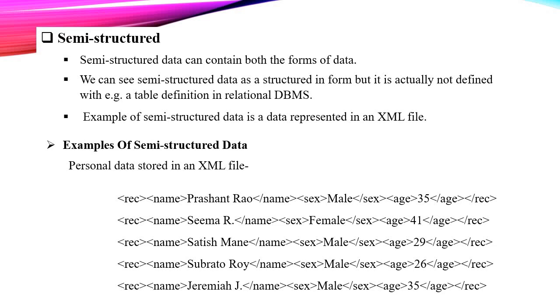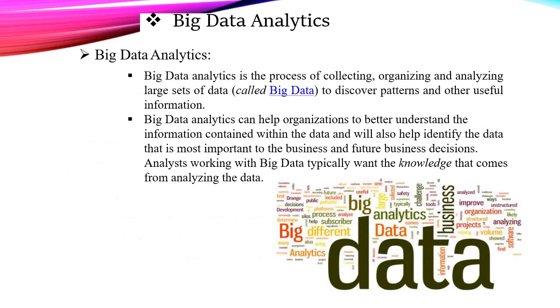Semi-structured data can contain both forms of data. We can see semi-structured data as structured in form, but it is actually not defined with a table definition in a relational database. An example of semi-structured data is data represented in an XML file. It can be termed semi-structured: partly structured, partly unstructured. For example, personal data stored in an XML file, with records such as name and so on. This is structured, but it is not in a fully structured format.